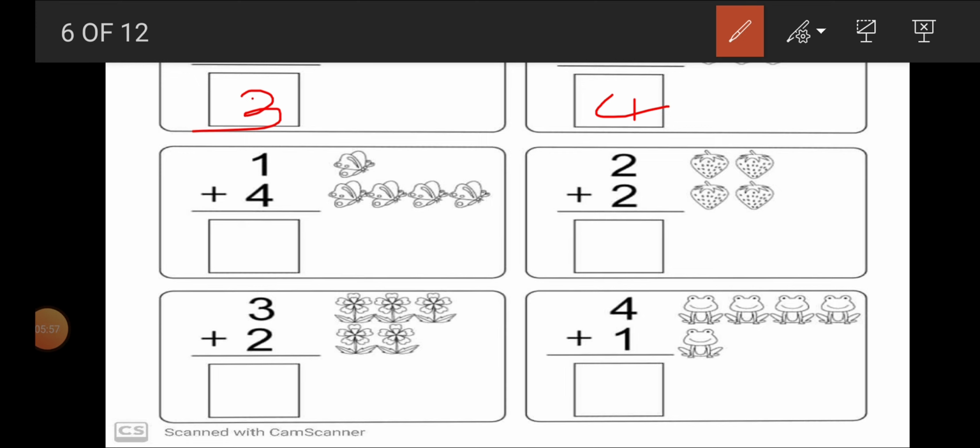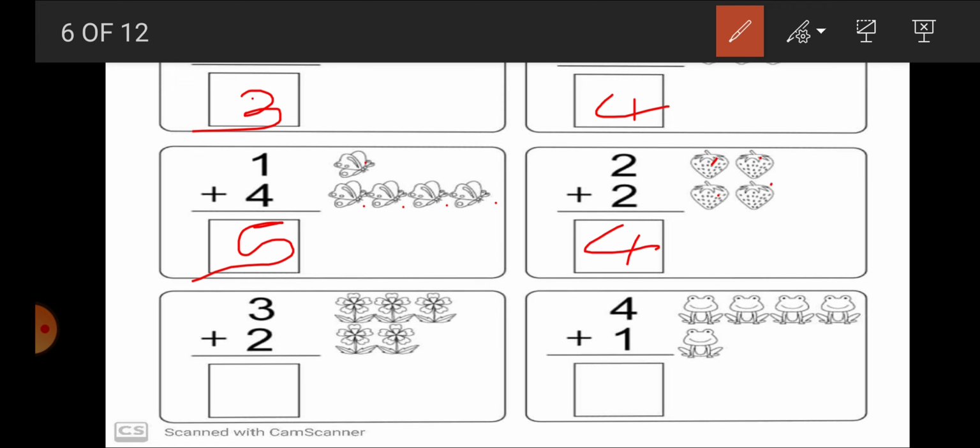Next number is 1 plus 4. There is a picture of butterflies. Count it together. 1, 2, 3, 4 and 5. Okay, write it down in a box. Next is 2 plus 2. 1, 2, 3 and 4.